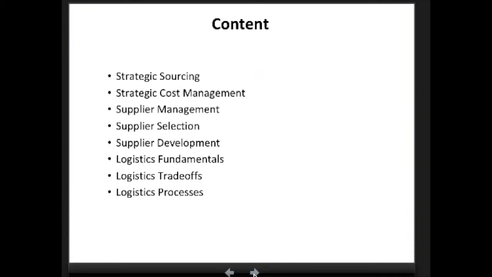Sourcing and logistics as our discussion topic. And within sourcing, we have aspects related to strategic sourcing, strategic cost management, supplier management, supplier selection, supplier development. And in logistics, we are discussing logistics fundamentals, trade-offs that are there in logistics and logistics processes. So I'll go over some of them, just give you a broad overview of what we have discussed in the videos, and then details of that you will find in the videos.